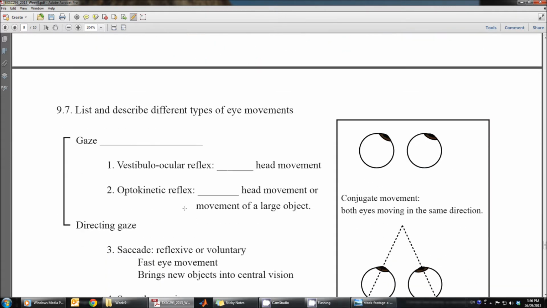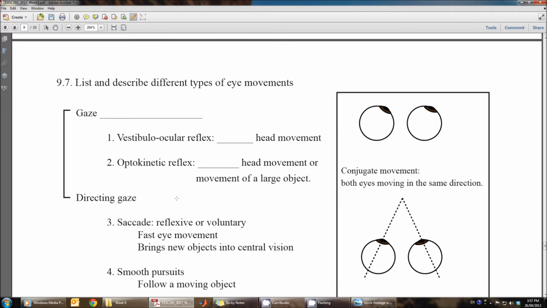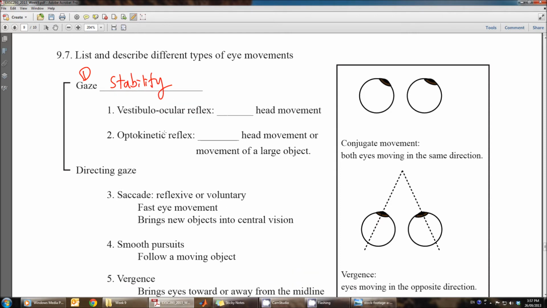Okay, let's move on to eye movements so that we can actually link the vestibular system to the visual system later on. We have 5 different types of eye movement, but broadly we have 2 major functions for eye movement. One is gaze stability, and the other one is directing the gaze.